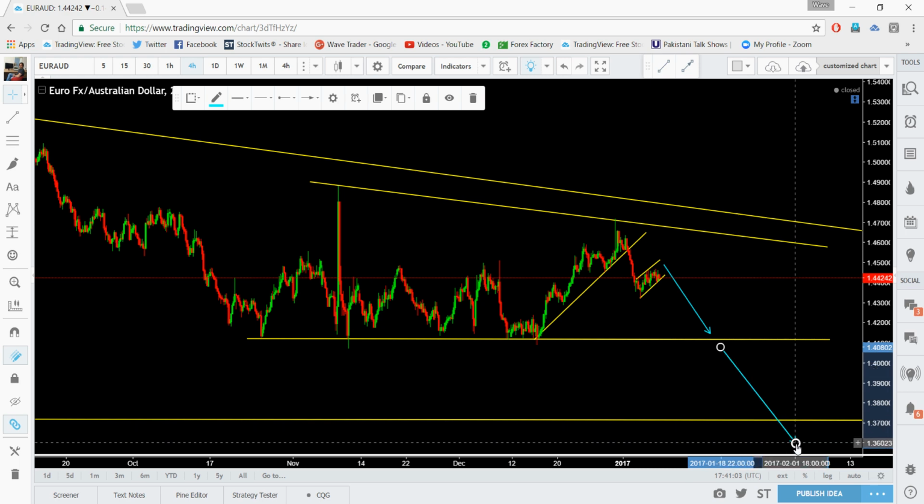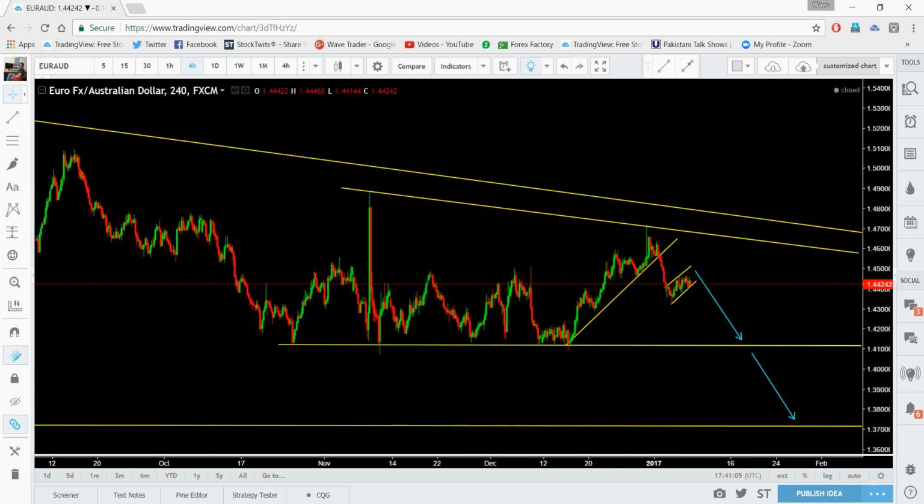Don't miss this move. You guys know that we were tracking this move, before that we were tracking this move as well, and now we are tracking this move.